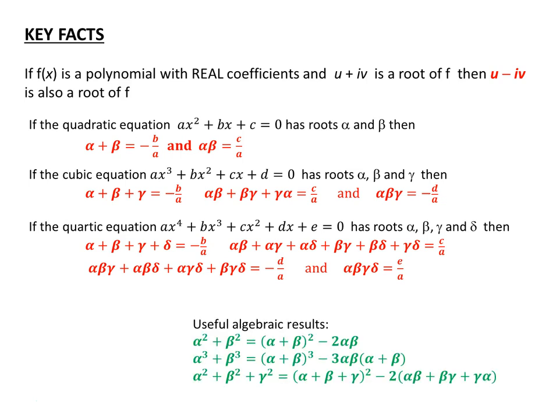There are one or two useful algebraic results that we might need in these questions. First of all, alpha squared plus beta squared is the same thing as alpha plus beta all squared, take away 2 alpha beta. Alpha cubed plus beta cubed is the same thing as alpha plus beta all cubed minus 3 alpha beta times alpha plus beta. And alpha squared plus beta squared plus gamma squared is the same thing as alpha plus beta plus gamma all squared, take away 2 lots of alpha beta plus beta gamma plus gamma alpha.